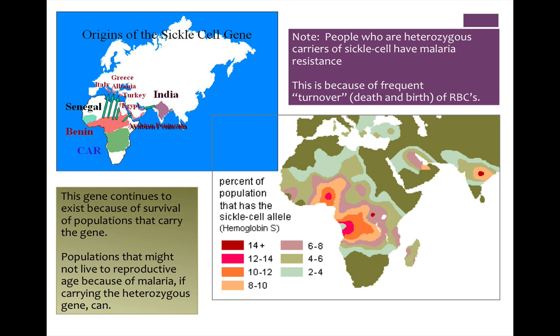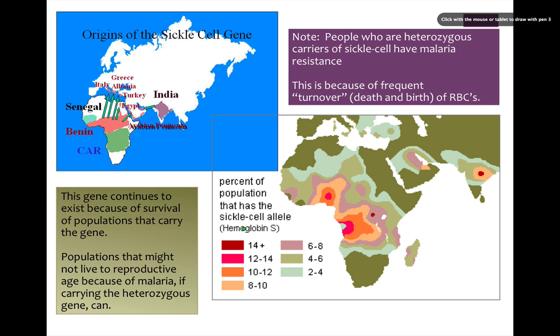Now, interestingly, one of the things that comes with sickle cell anemia, as bad as that sounds, is an added benefit for those that have it. The strange thing is, if you are heterozygous for sickle cell anemia, you're going to have malaria resistance. Why? Well, if you remember, a 10 to 20 day lifespan on a red blood cell is enough to produce frequent turnover. One of the things that malaria is going to do is destroy red blood cells in patients. Malaria is the number one killer on planet Earth because a lot of our population centers are in tropical regions. What we're going to find out is that this disease stays around because of the benefit that it gives to those that carry it.